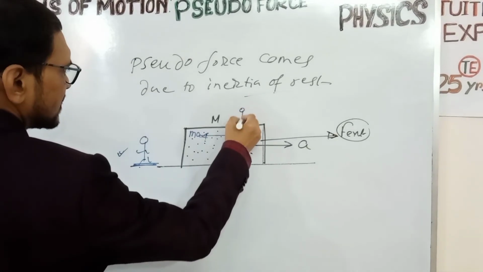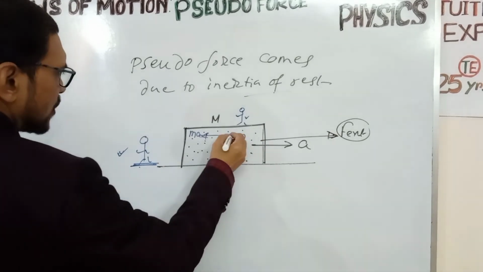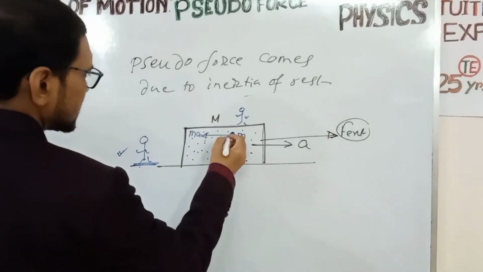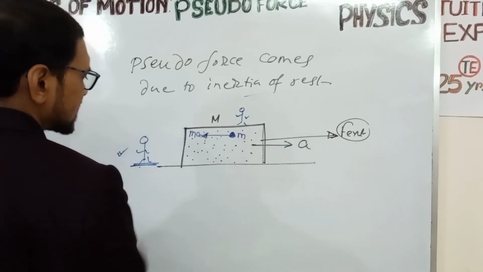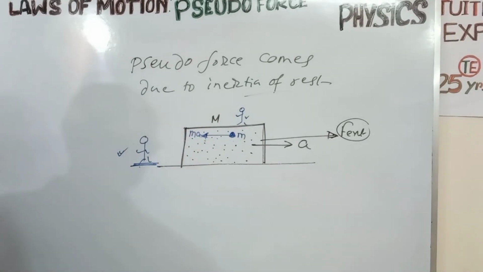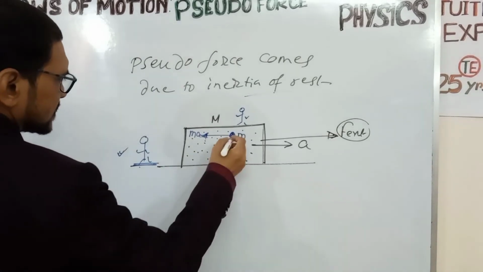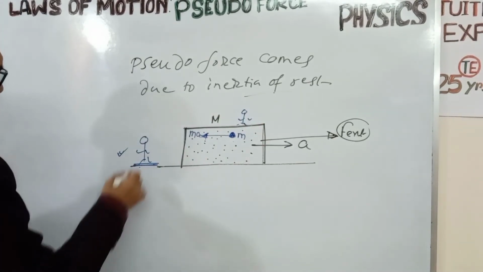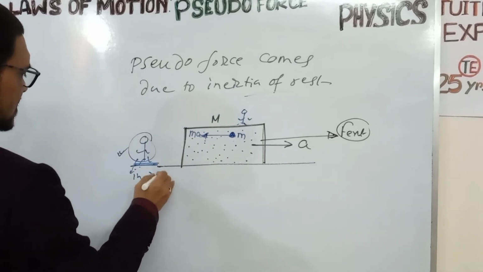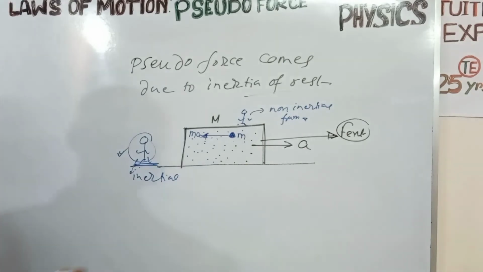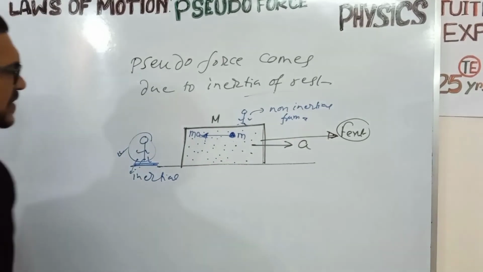If a man stands here and observes this particle, he observes that the particle is at rest. So he explains that some force acts in this direction, that's why the particle is at rest. So he can explain that a pseudo force acts in this direction. Pseudo force can be explained from the non-inertial frame of reference. Pseudo force cannot be realized from the inertial frame of reference. This is the inertial frame, this is the non-inertial frame. So from the inertial frame pseudo force cannot be realized or explained, and from the non-inertial frame pseudo force can be explained.